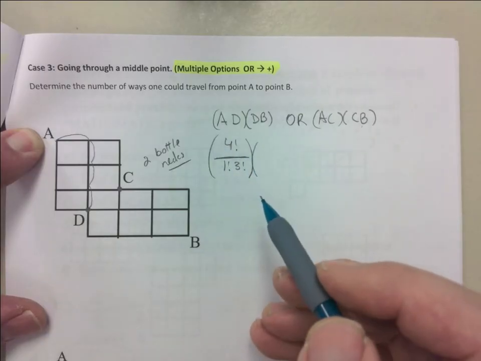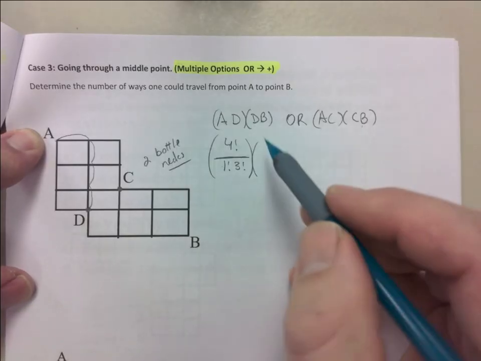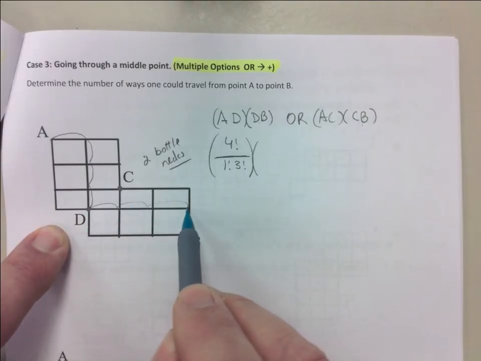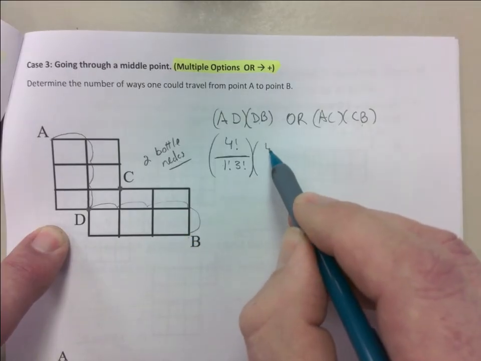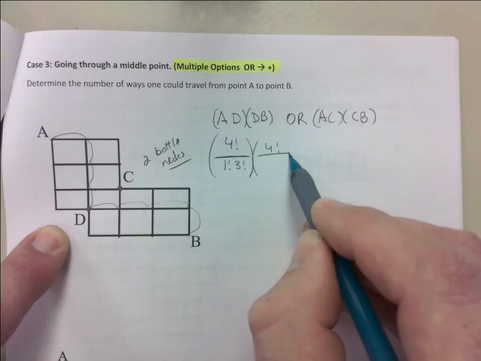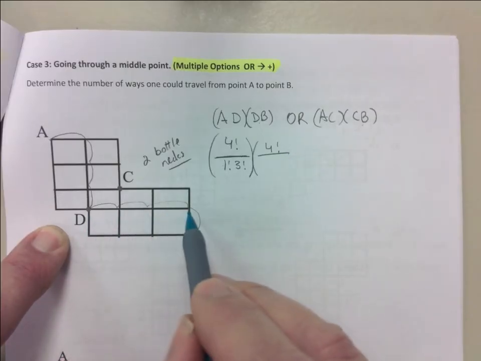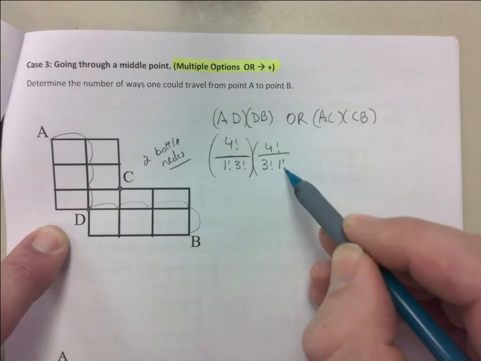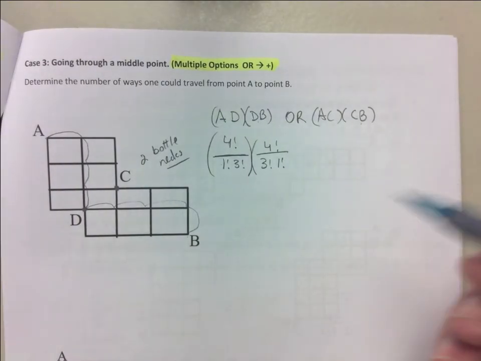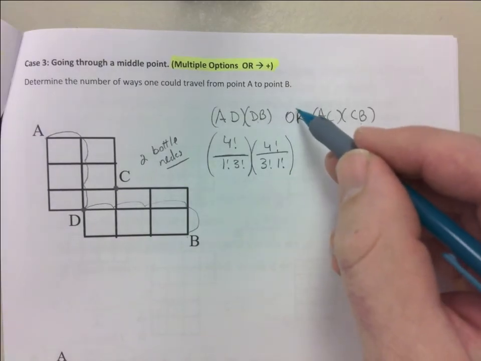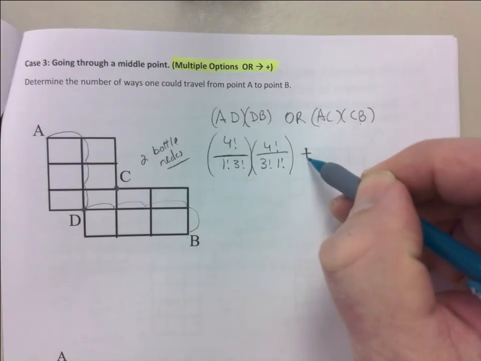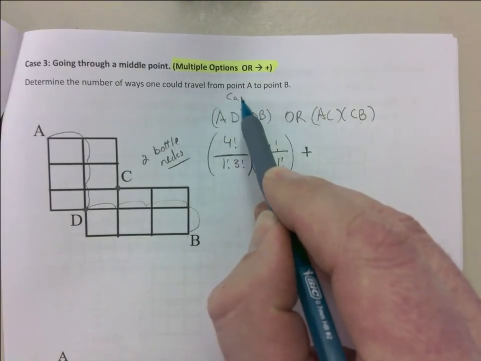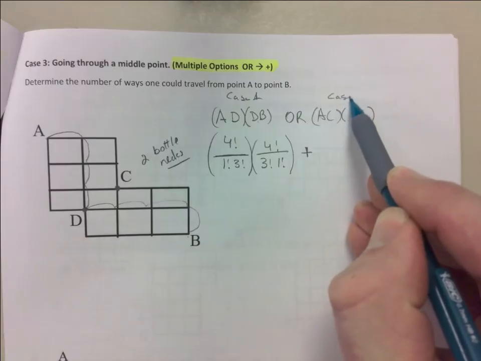It doesn't necessarily mean you're doing it right, because if you miscount, okay? D to B, how many ways to go from D to B? 1, 2, 3, 4, correct? 4 in total, 4 blocks. And you travel sideways 3 times. You travel up and down 1 time. Do we need the 1 factorial there? No. But it's just so you see. What do we do with OR? You go plus, because it's 2 cases. Case 1, case 2.